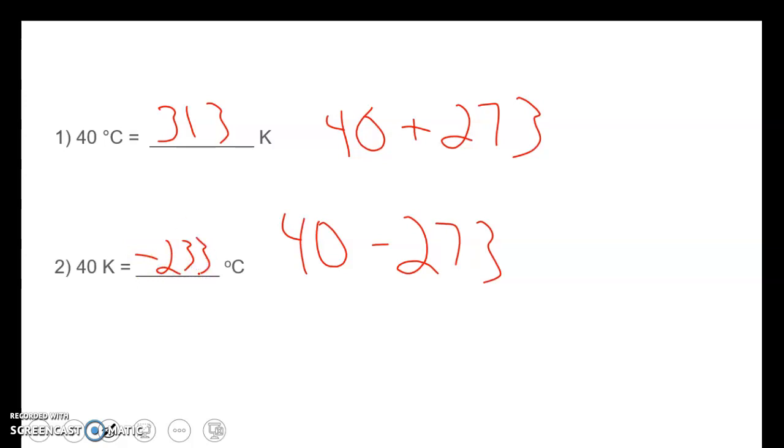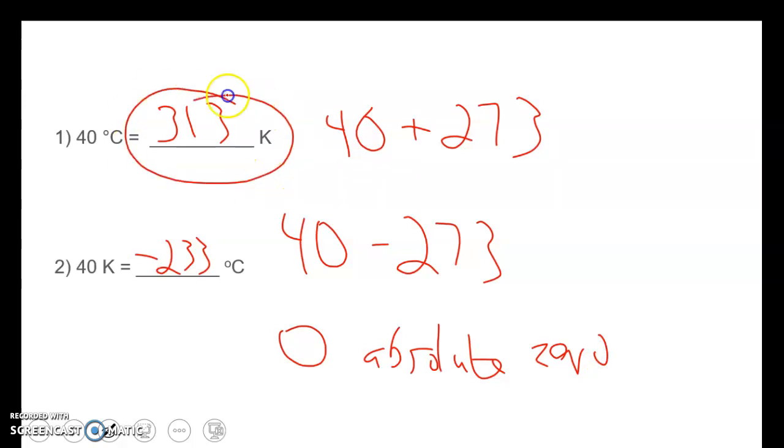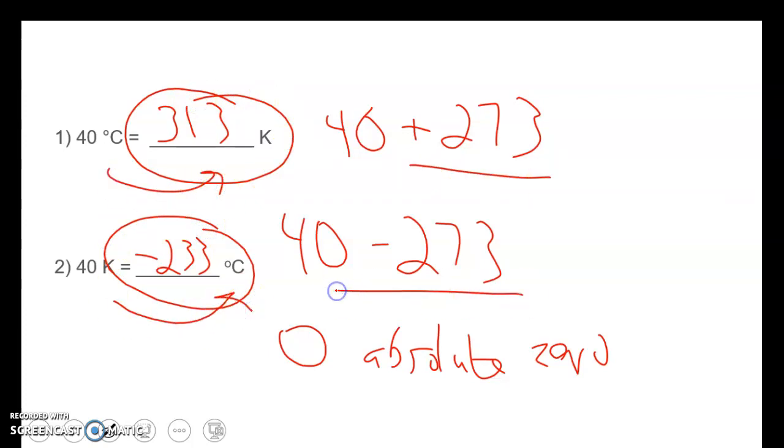So you can see as Kelvin gets down to 0, which is what we call absolute zero, and that's something maybe we'll talk about on a different day, but absolute zero is the coldest anything can get. To go from Celsius to Kelvin, we add 273. To go from Kelvin to Celsius, we subtract 273. So it's that simple.